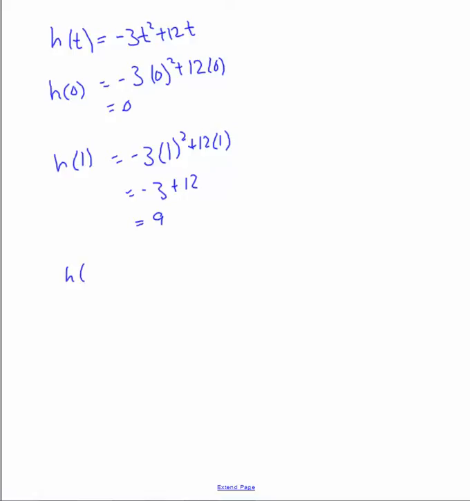If you want to do 2, -3 times 2 squared plus 12 times 2. 2 squared is 4, so -3 times 4 is -12. 12 times 2 is 24. So you have -12 plus 24, which will give us 12. And you can work the rest of these out. I'll just put the answers back on the table.